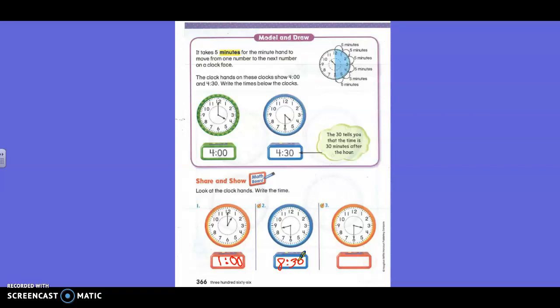Number 3. What hour? It's not actually right on the hour, right? It's in between. But where is it pointing, Isaac? Between the 3 and the 4. So what is it though? What hour would it be? 3. Because it's not to the 4 yet. So the hour is 3, and what is the minutes again? Everyone? 30. 30.